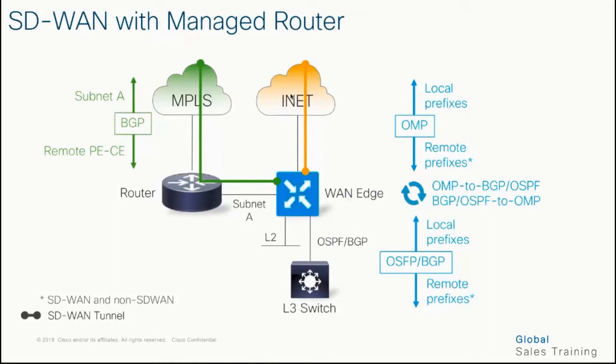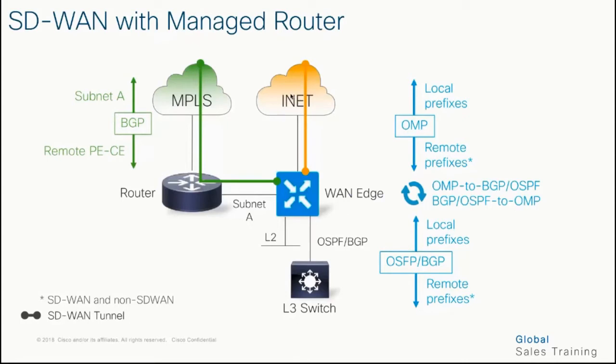As well as, if you look at the workflow level, it's going to be the same. You're going to put your local prefixes into the OMP via redistribution, and then OMP prefixes are going to come to you via OMP redistribution into the local protocol. That's how you're going to have the communication from a branch to the data center or to another site which is on SD-WAN.